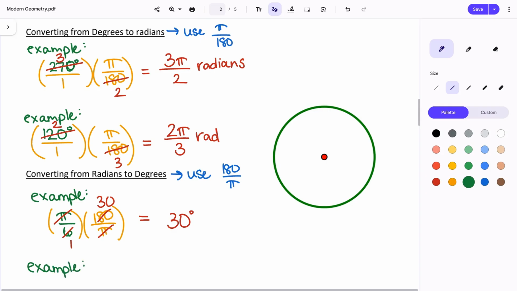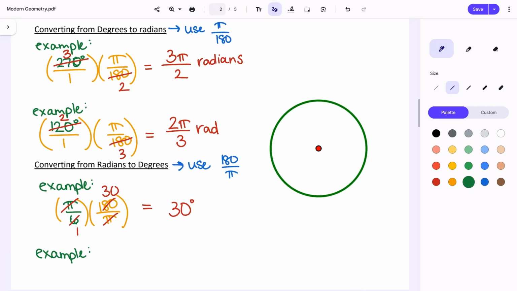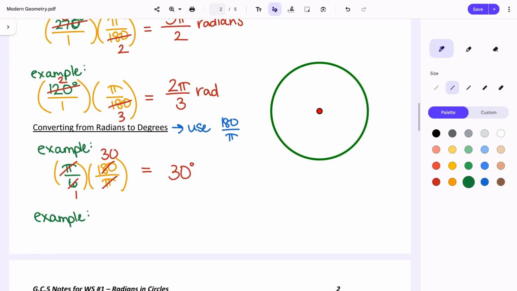Okay, so let's do another one here. Let's say you have 5 pi over 4. We're going to do a similar process. We're going to take this times 180 over pi. Again, what cancels off right away? Pi. You can do some reducing if you'd like to. You can also just go and start multiplying, like you could take 5 times 180 and then divide by 4 if you're not quite sure how to do some reducing here. I do think, though, 4 goes into 180.